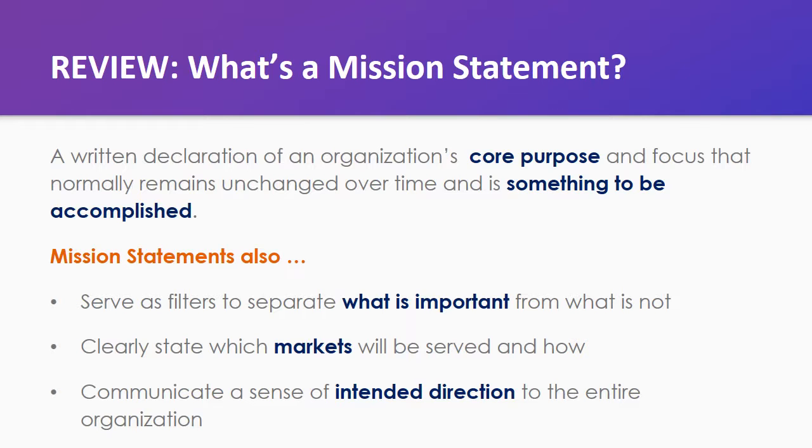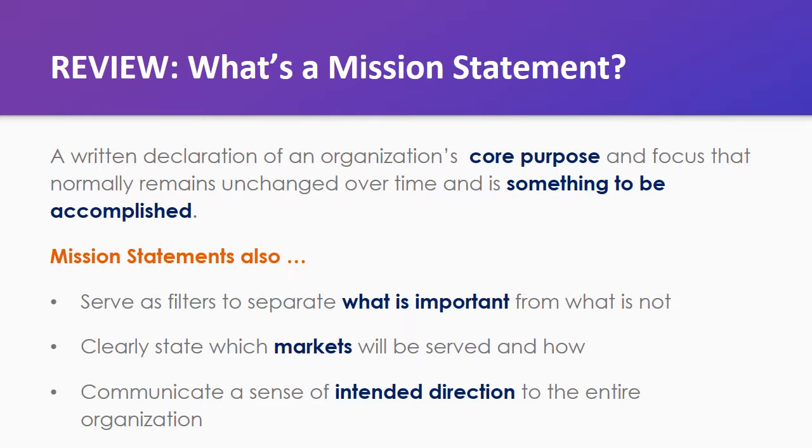But mission statement: a written declaration of an organization's core purpose and focus that normally remains unchanged over time and is something to be accomplished. Mission statements also serve as filters to separate what is important from what is not, clearly state which markets will be served and how, and communicate a sense of intended direction to the entire organization.